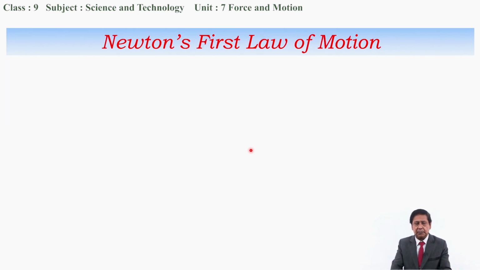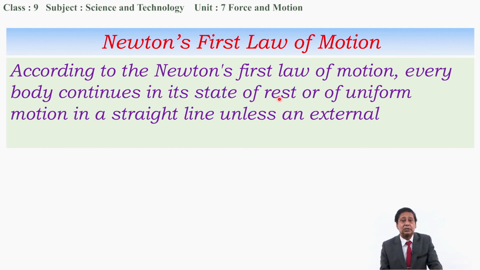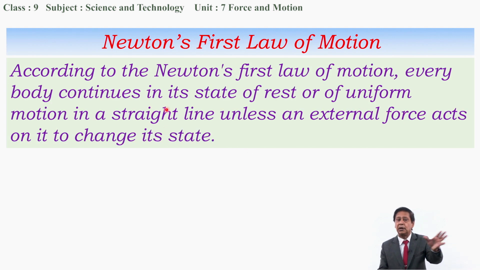Let's talk about them. What is Newton's first law of motion? According to Newton's first law of motion, every body continues its state of rest or motion in a straight line unless an external force acts on it to change its state. And we have learned about this. According to Newton's first law of motion, every body continues in a state of rest or uniform motion in a straight line unless an external force acts on it to change its state.